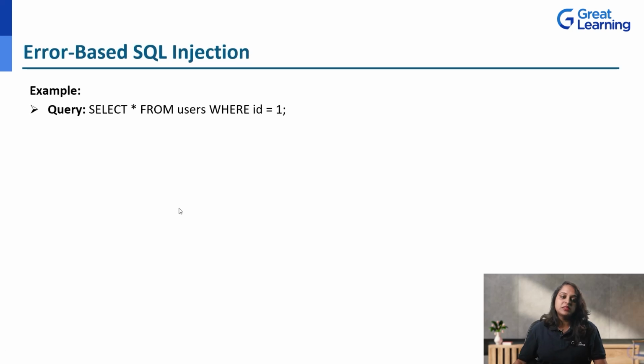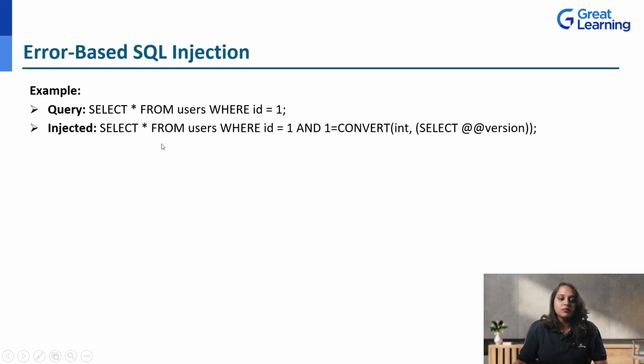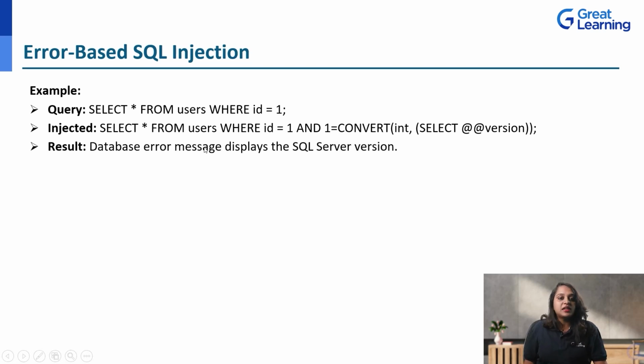For example, this is the query that we usually write: select star from users where ID is equal to 1. So what is the malicious code now? What is that SQL injection that is happening here? Select star from users where ID is equal to 1, and, can you see, this is and 1 is equal to convert int select and version, which means some table name or some malicious code is sent in order to trigger that error. The result is that a database error message displays and the SQL server version is displayed.